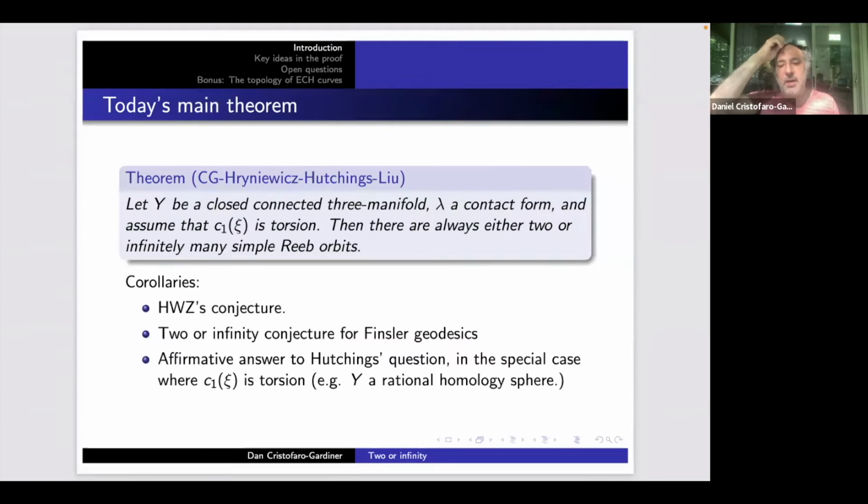Okay, so as for now, remember there was also this question of Hutchings, which says that if you're not a lens space, you always have infinitely many orbits. And now we also know that, at least in the case where the contact structure is torsion, and that happens quite a lot. In a certain sense, most three-manifolds are rational homology spheres, and that condition is always going to hold, obviously. But of course, it doesn't fully answer it.